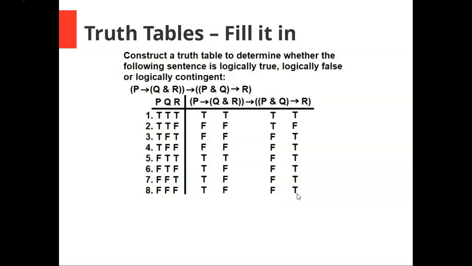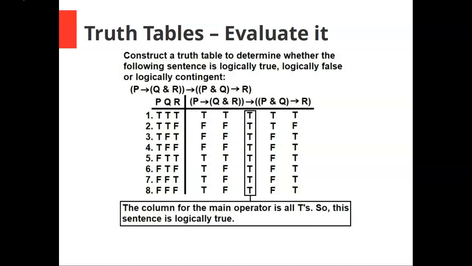A conditional is only false when you have a true antecedent and a false consequent. If we look, we don't have any lines like that. On no line do you have a true antecedent and a false consequent, so this gets all T's. Now we just have to evaluate our truth table. And we see, yep, the column for the main operator is all T's, so this sentence is logically true.